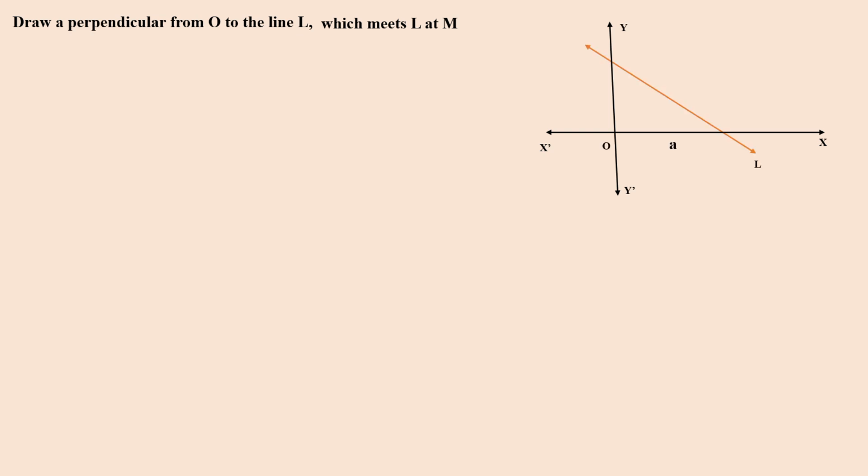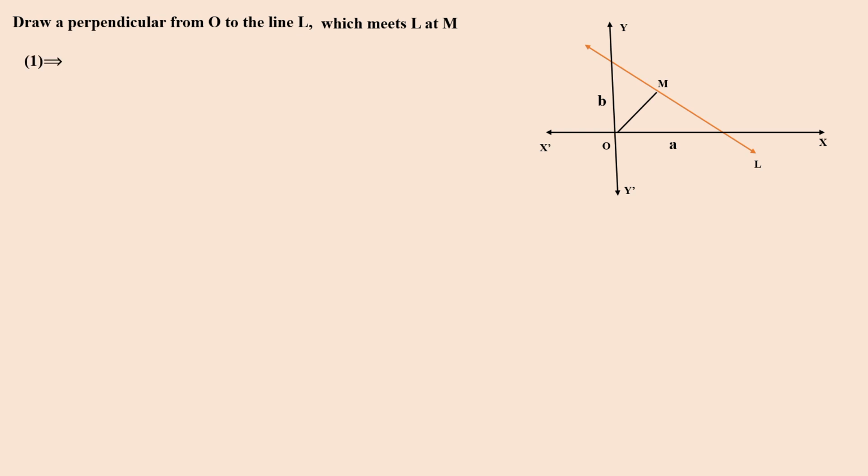Draw a perpendicular from O to the line L. So we are going to draw that line. So this is the line L, with A and B as the x and y intercepts, and we are going to draw a perpendicular line from O. It meets the line L at M.